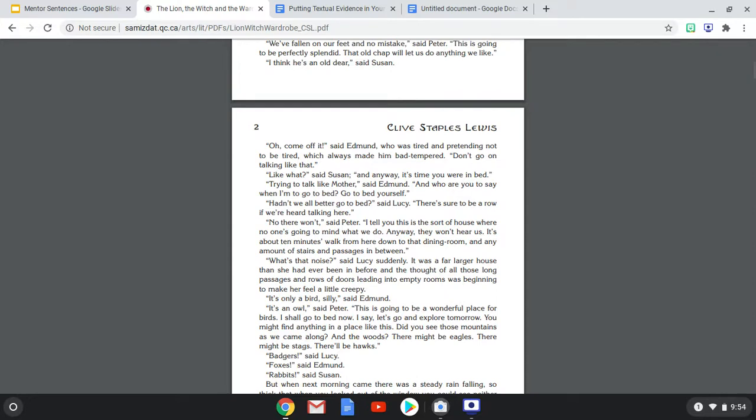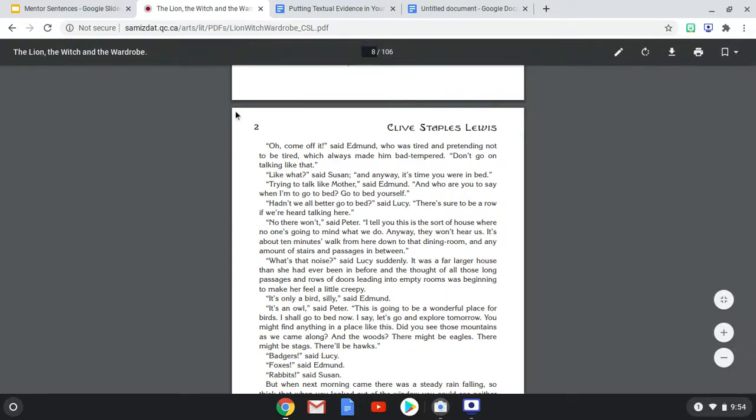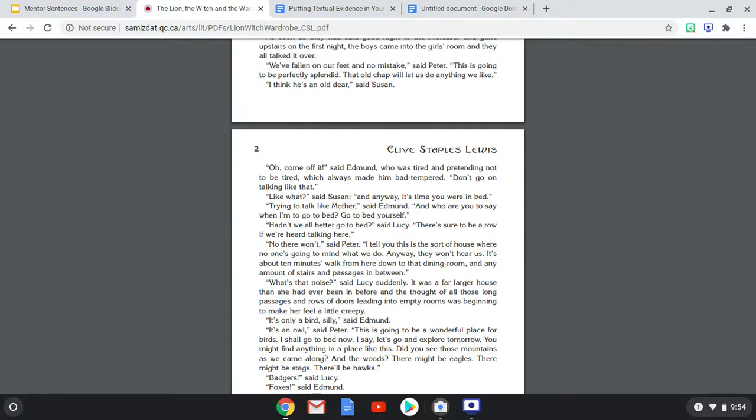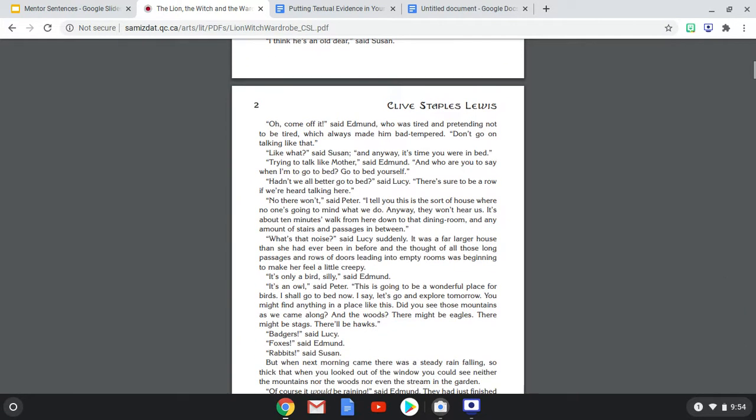So if you remember Susan talking about the old man, the professor, where they're living, she says, I think he's an old dear. And Edmund says, oh, come off it, said Edmund, who was tired and pretending not to be tired, which always made him bad-tempered. Don't go on talking like that. Like what? Said Susan. And anyway, it's time you were in bed. Trying to talk like mother, said Edmund. And who are you to say when I'm to go to bed?